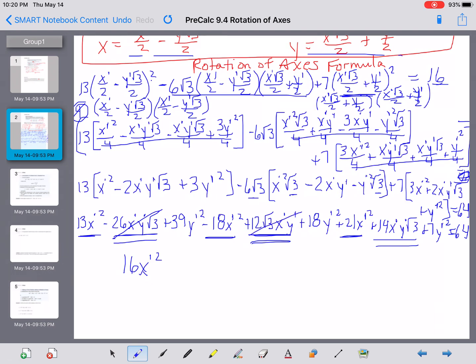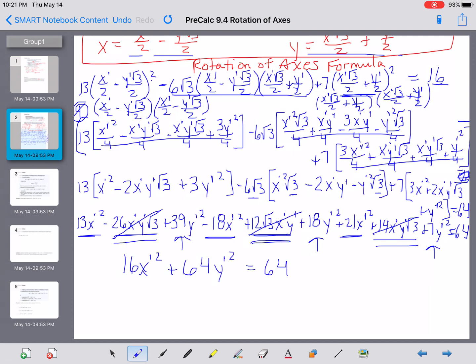Beautiful. All right, we're left with some y squareds, y prime squareds. I have a positive 39, a positive 18, and a positive 7 y prime squared. 39 plus 18 is 57 plus 7 is 64. And the whole thing equals 64. All of that, and this is what it simplifies to. All right, so now we kind of have this equation we're starting to get familiar with. Can it be a circle? No, because my two coefficients don't match, but I do have a plus, which means I probably have an ellipse.